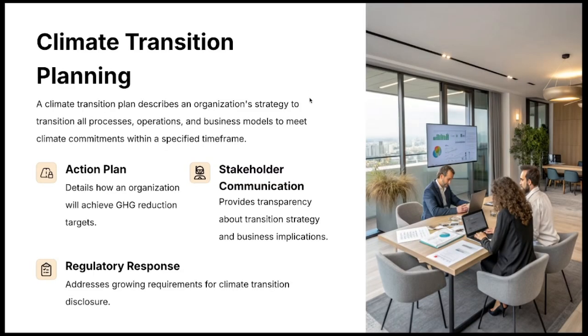All right, now let's talk about another important element, which is climate transition planning. So a climate transition plan is a critical tool for turning climate commitment into concrete action. It outlines how an organization will shift its operations, processes, and business model to meet emission reduction goals, typically within a clearly defined timeframe. The plan starts with an action plan. This details the steps that the organization will take to achieve its GHG reduction target. It may include changes to its supply chain, product lines, energy resources, or investment in new technologies.